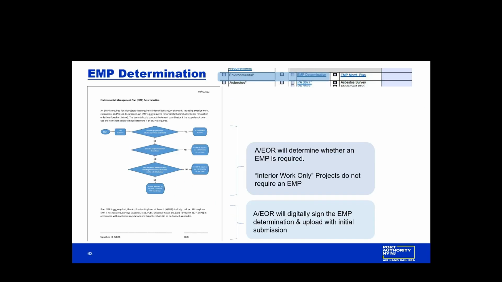So the EMP determination, this document is where the AOR will determine whether an EMP is required. For all interior work only projects, you do not require the management plan. So the AOR will just sign the bottom portion of this document and upload with the initial submission. Next slide.